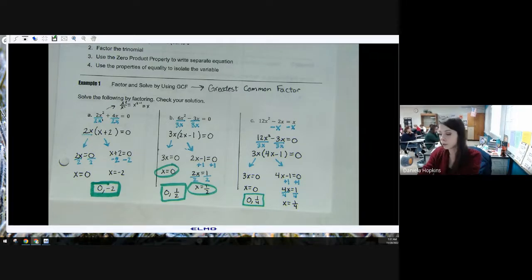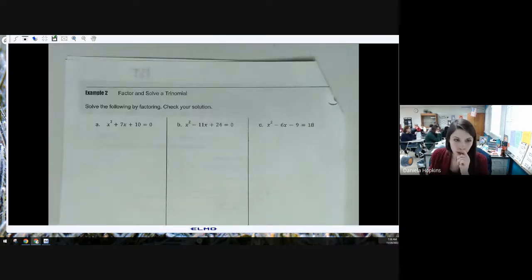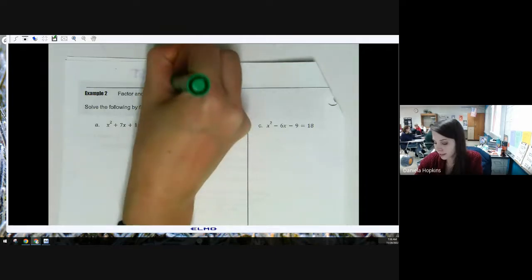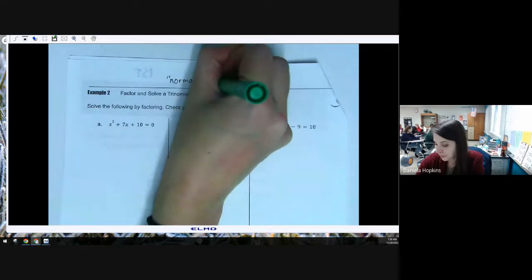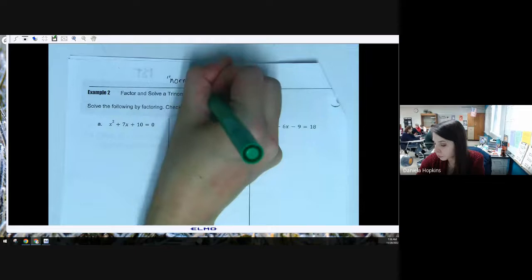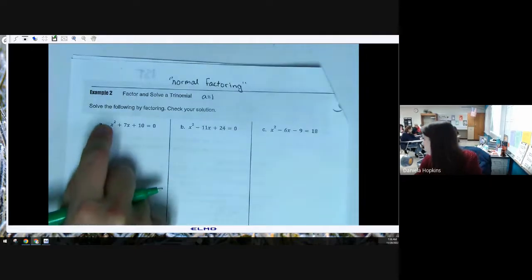Okay, I have one more thing to show you. Example 2. Factor and solve a trinomial. Oh, my thing froze. Hold on. So factor and solve a trinomial. I always sort of say this is like the normal factoring. I don't know how else to think of it. Normal factoring. And this is where your a is equal to 1, meaning there's no coefficient in front of x squared.